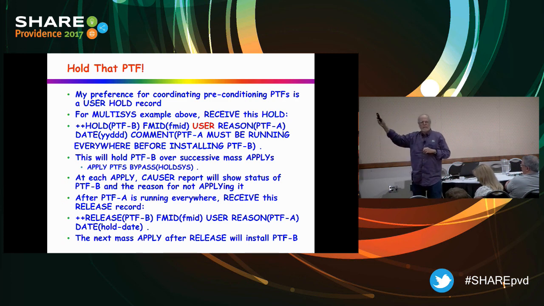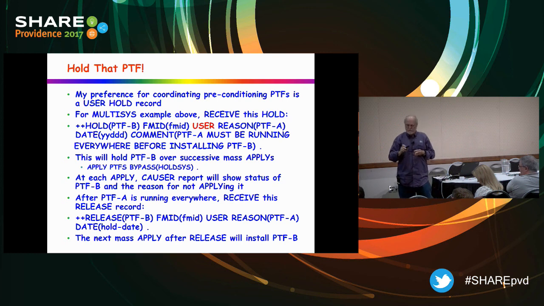It may be limited to 8 characters, so I typically put in the name of the PTF-A that you're waiting for, or you could put multi-sys. It doesn't matter what you put there, really, but just something that when you see it, you'll know what's going on. You have to put a date. That's required, and typically it's the date that you install it. And then a comment, and this is the key. The comment will say PTF-A must be running everywhere before installing PTF-B. That's really what's going on there.